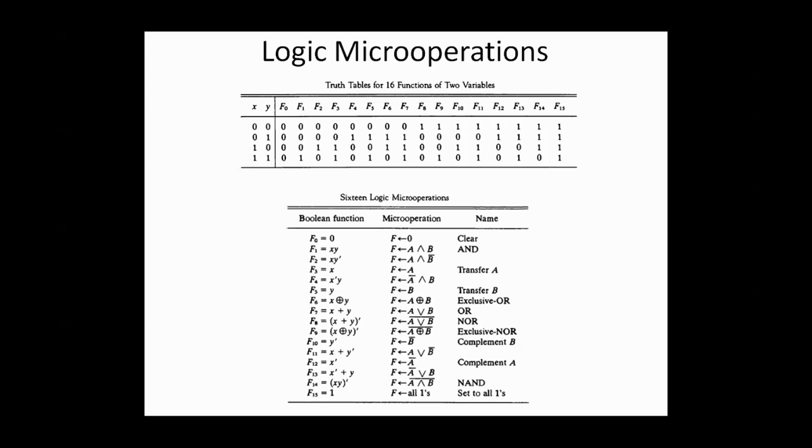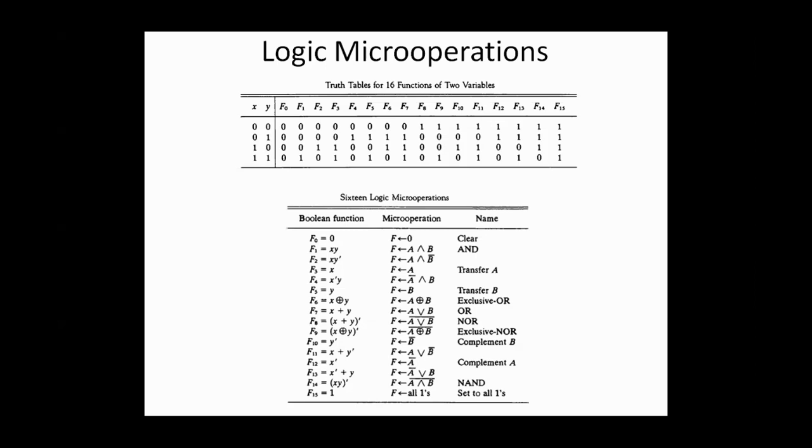So if there are 4 bits in one register and 4 in another, and let us say the first register is A, the second is B, so A0 will have an operation with B0, A1 will have an operation with B1, A2 with B2, and A3 with B3, and these operations will be independent of each other. They will be performed at its own level. So this is called a logic microoperation, and we know about logic gates.